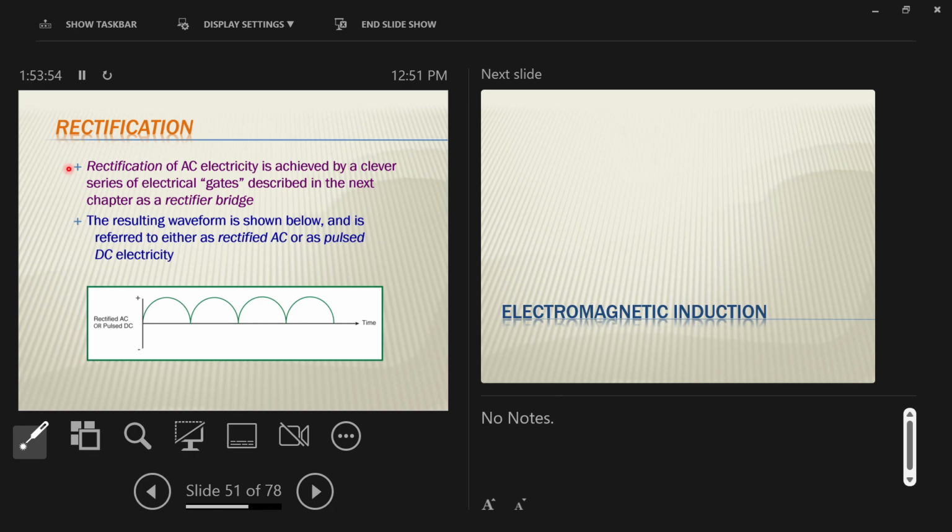I showed you what a diode does. We'll talk more about that next time, about how they exactly operate, and we'll show how the 4 diode system works. But if you can do that, you can have what's called full wave rectification. Okay? This is full wave rectification.